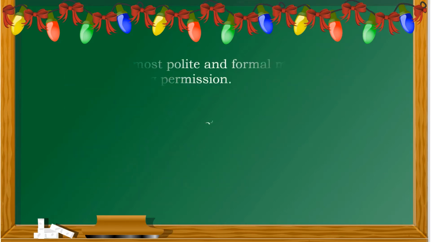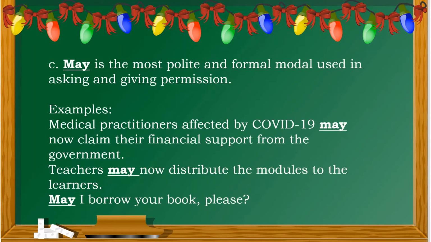Then we have may. May is the most polite and formal modal used in asking and giving permission. We have can, which is used for informal way of asking and giving permission. Then we have could for more formal and more polite way of asking and giving permission. Then we have may, which is the most polite and most formal modal used in asking and giving permissions.